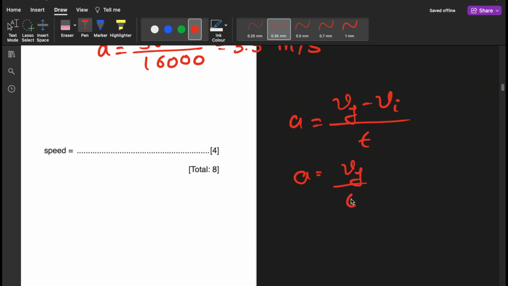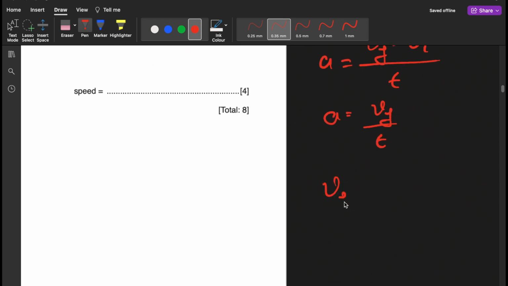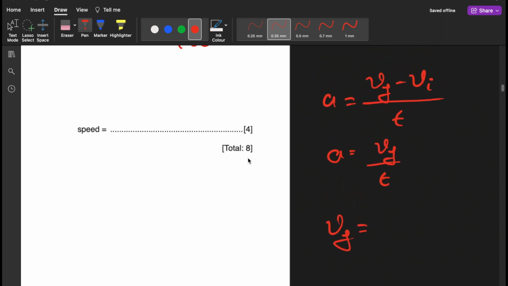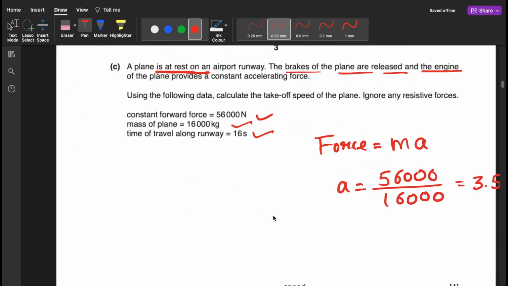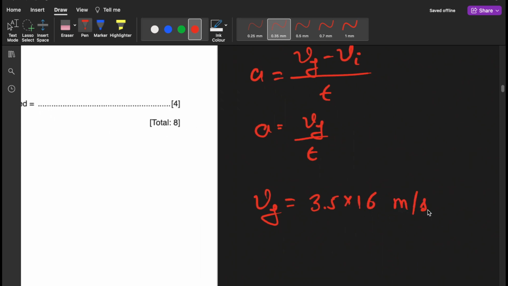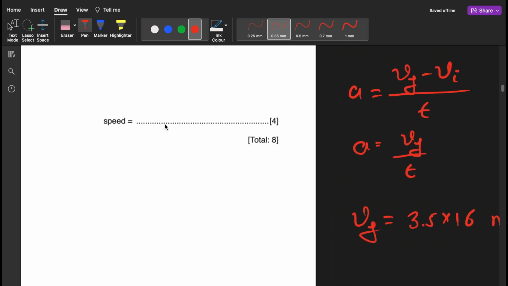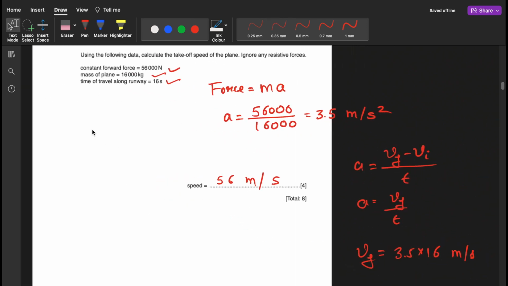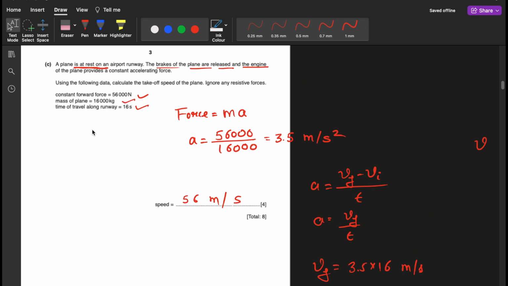This we had to find out into t, and from there you can get the vf is equal to final velocity. 3.5 into 16. Yes, that's exactly correct. Can you tell me the answer, how much you're getting? 56. Yes, 56, and do not forget to write the units. 56 meter per second. Have you got that point? Can we move further then? Just note it down. Otherwise, take the screenshot and let me move.